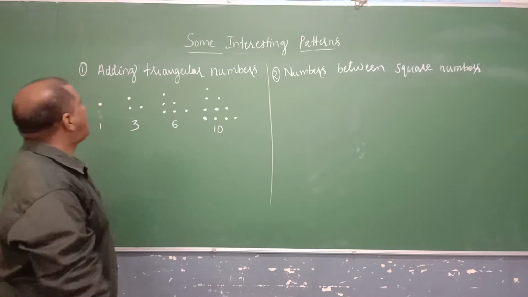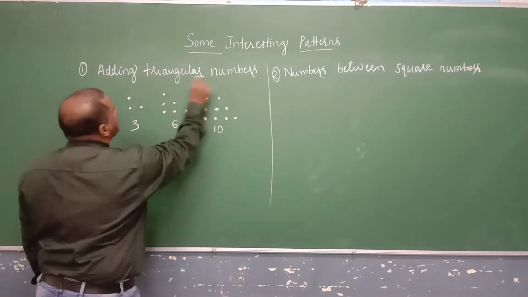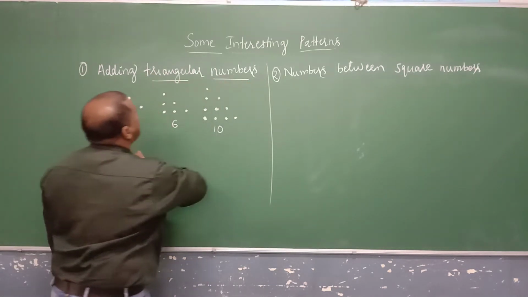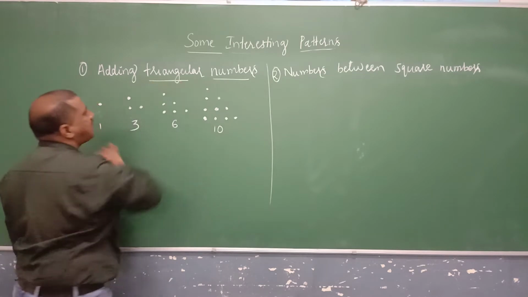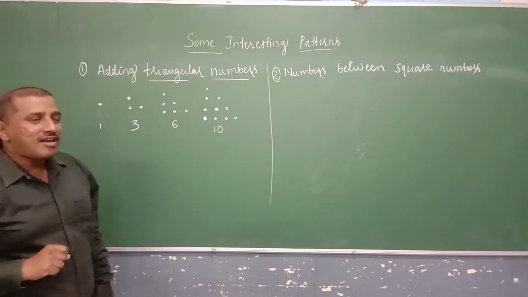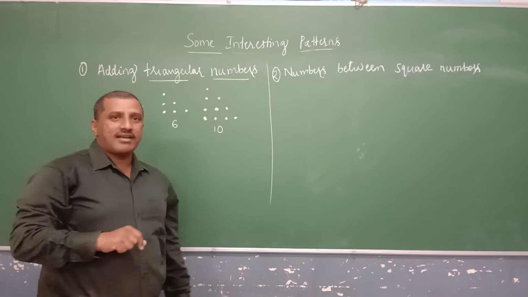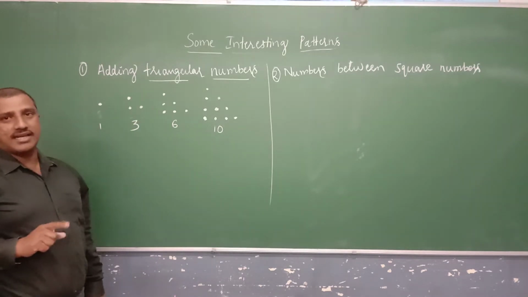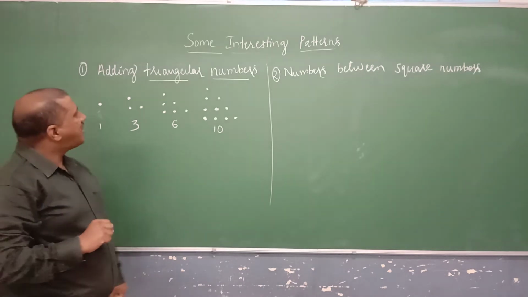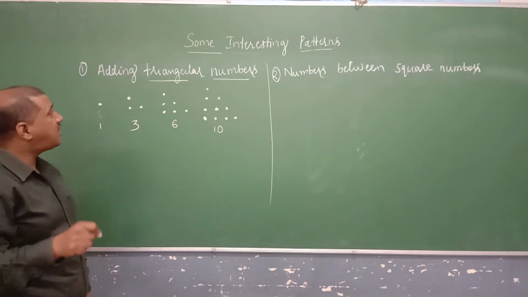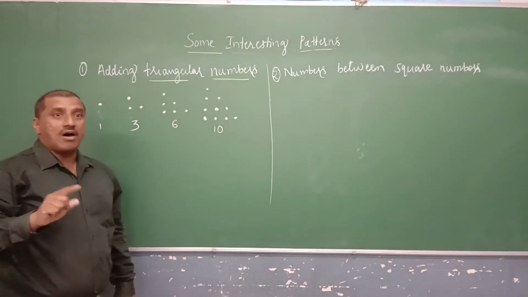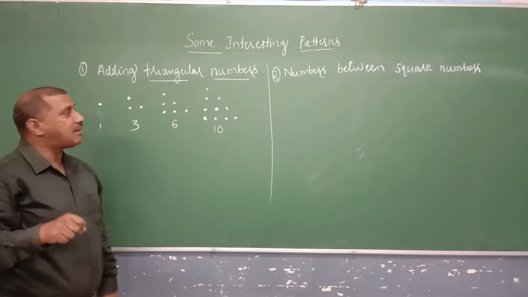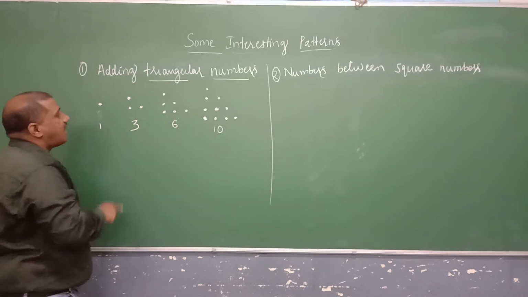What are triangular numbers? The word triangular means triangle. A triangle is a geometric figure with three sides. A closed figure with three sides is known as a triangle. Now here, triangular numbers means the numbers whose dot patterns can be represented in the form of a triangle.